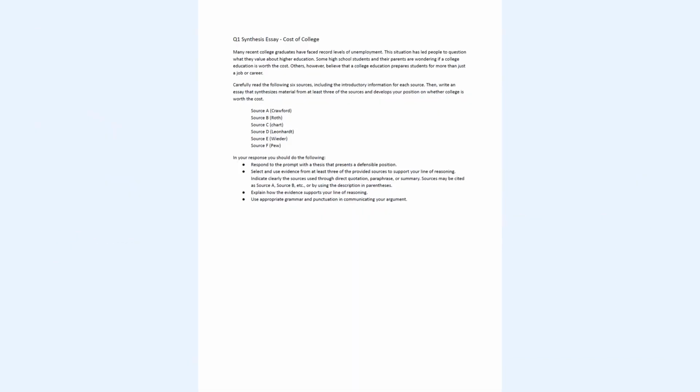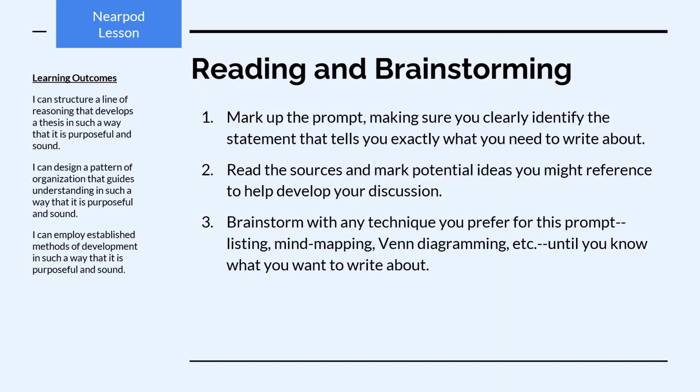So for this step, you'll need to get out the copy of the prompt that you printed out. Make sure it's the Q1 prompt for the cost of college, and make sure that you have all 6 sources along with it. So let's complete our first 3 steps. Step 1, mark up the prompt, making sure you clearly identify the statement that tells you exactly what it is that you need to write about. Step 2, this time we have sources. It's a Q1, so you need to read the sources and mark any potential ideas that you might want to reference in your discussion. Then finally, step 3, brainstorm until you know what you want to write about. Once again, use any technique you prefer. And this time, since we have sources to read, take 15 minutes.